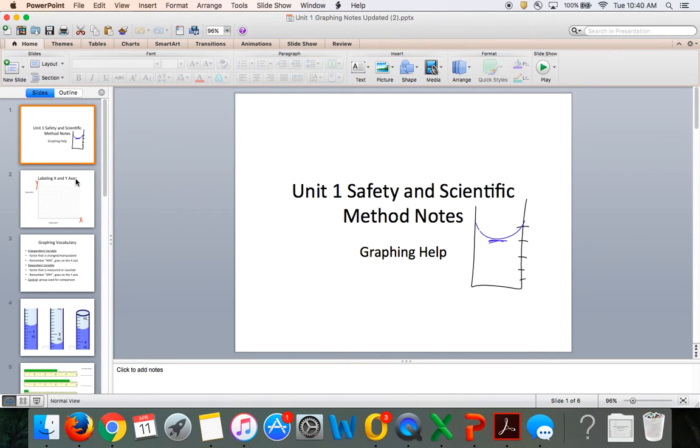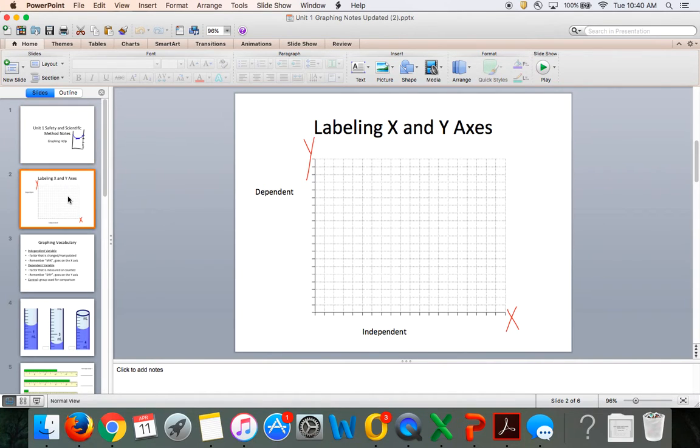So today we're talking about the Unit 1 safety and scientific method. Most of this is actually just graphing. So here's our first one. On your notes in the back of that first page, you guys have a graph, and I want you to label the X and Y axis there on the top and the bottom. That X axis is down here. It is forming our horizontal axis, and then the y-axis is on the side, on the left there.